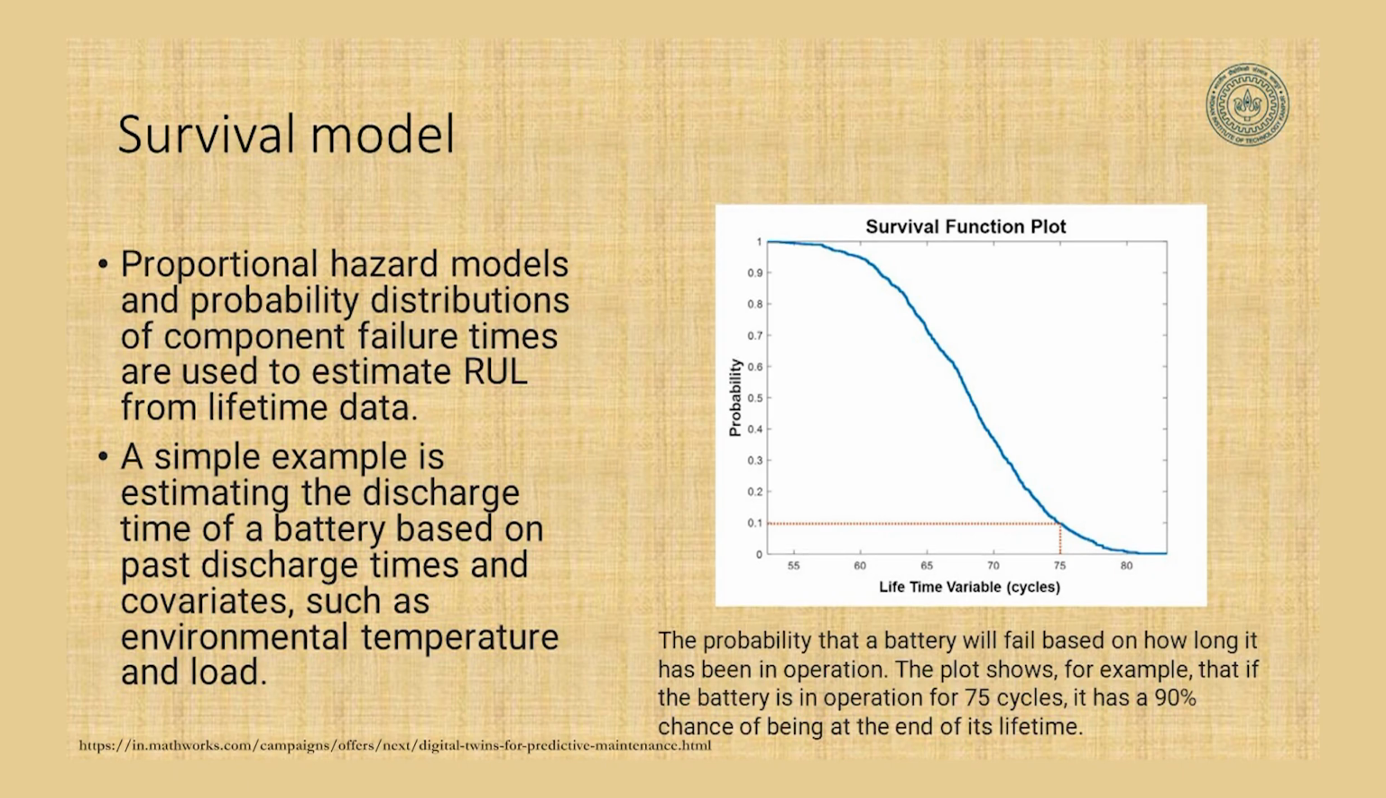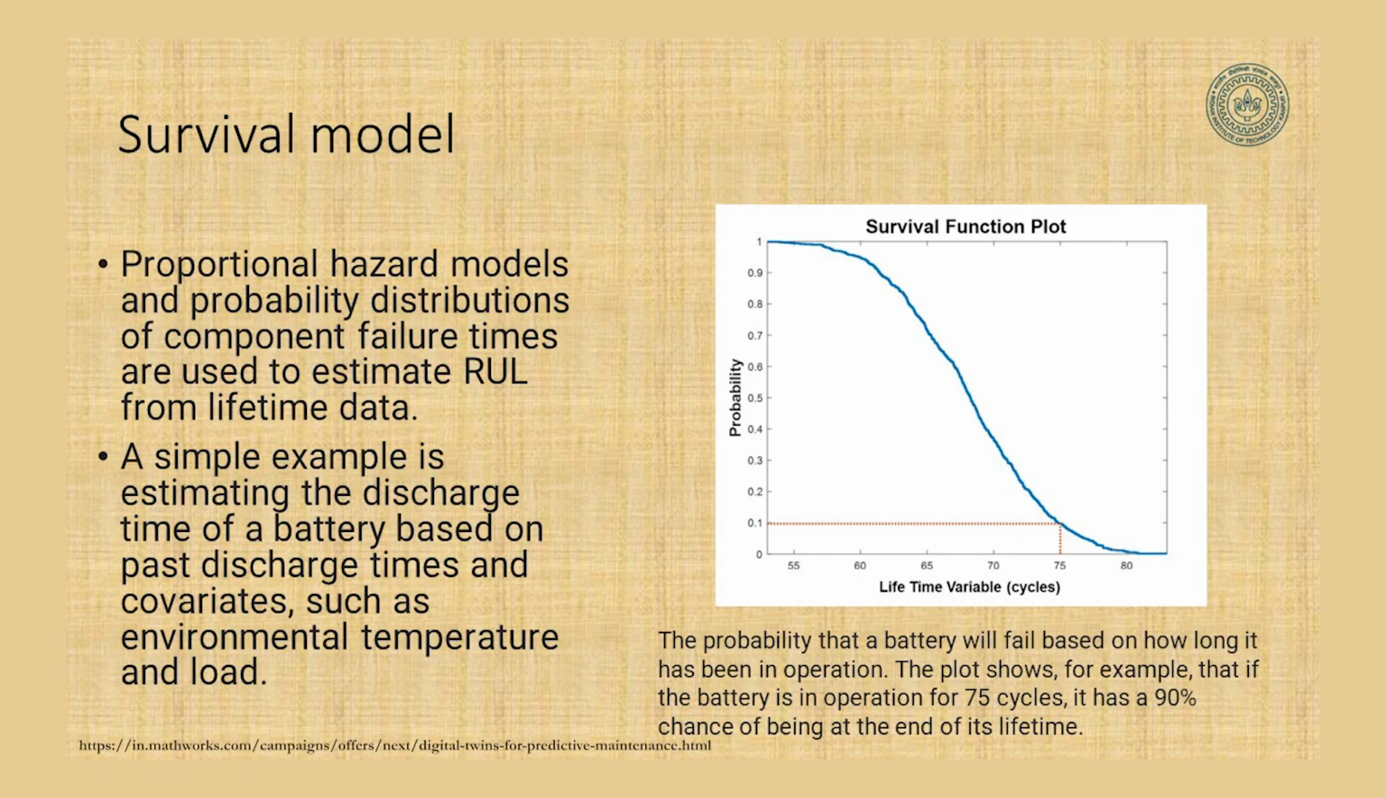So, the survival model uses probability distributions of component failure times. A simple example is estimating the discharge time of a battery based on past discharge times and covariates such as environmental temperature and load. The battery may be operating at a certain environmental temperature and certain load, so depending on that, how quickly does the battery discharge. So, you can create this survival function plot.